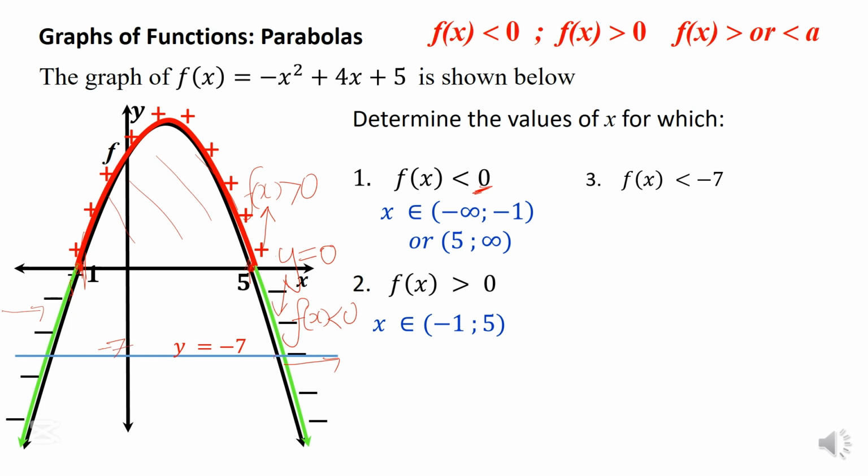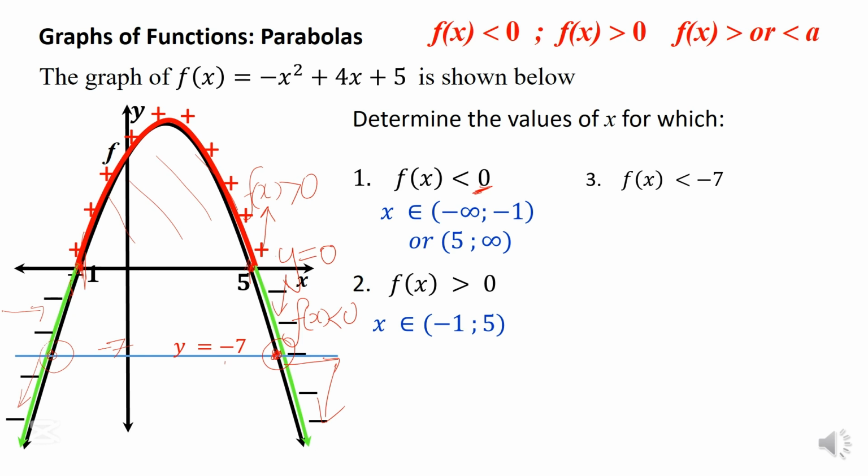That means at this point here and at that point. So at this point and at that point, f of x is equal to -7. Then below this line, f of x is below -7. f of x is less than -7.